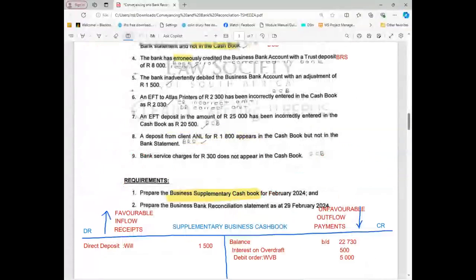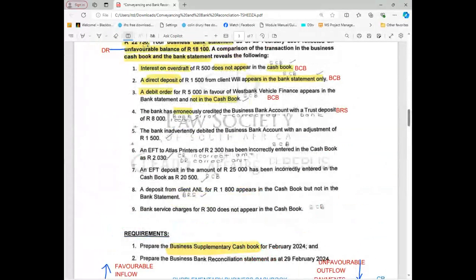Now, can you go to number 5? Number 5 says the bank inadvertently, meaning an error again. Yes. The bank made an error. How much is it? 1.5. So who made the error here? The bank again. Where do we rectify it? We'll rectify it in the bank record.